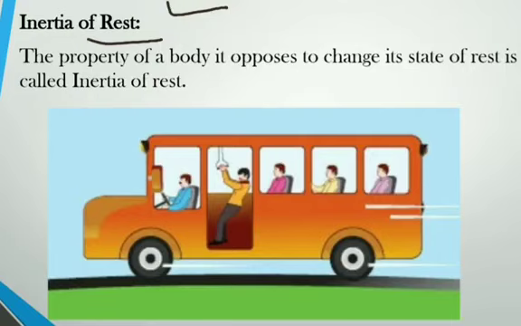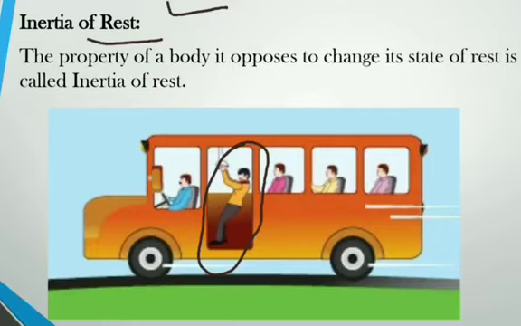If the bus suddenly starts, what happens? The passenger sitting inside the bus falls backward. You can observe here, when the bus suddenly starts, one of the passengers feels to fall backward. Why? What is the reason for this? This is because of inertia of rest.